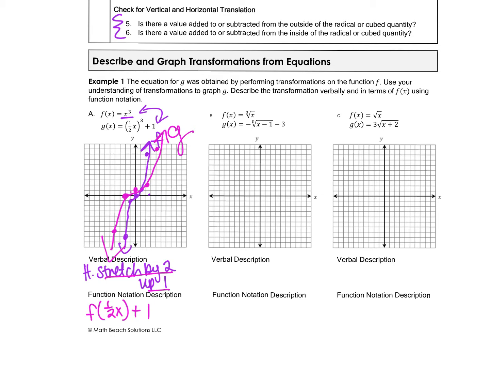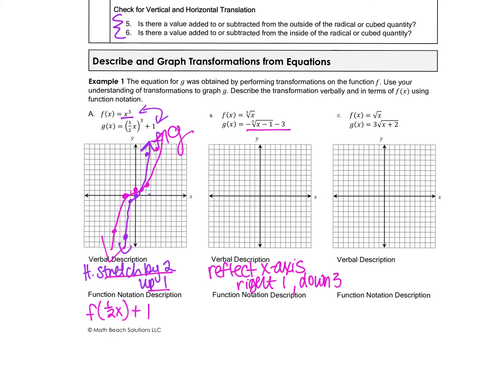So in the next part, we're given cube root of x, and then let's go ahead and write our transformations based on our new function. So there's a negative on the outside, which is a reflection over the x-axis. The -1 on the inside is always the opposite, so that's going right 1, and then the -3 on the outside is going down 3.